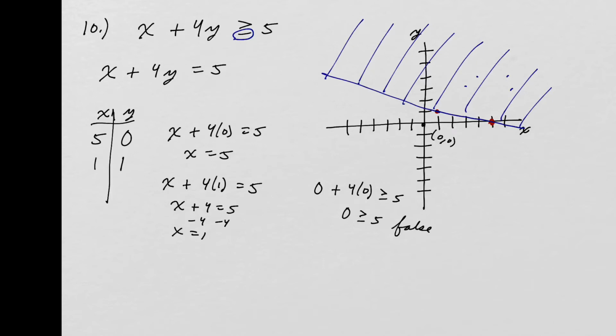This side contains all the solutions, right? All these points are solutions to that inequality. So the answer to 10 should be B. So this should be B.